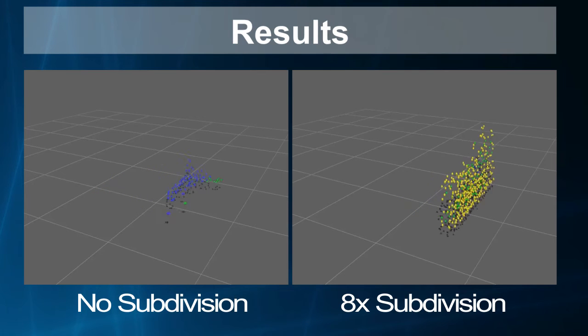Here's an example from the FLUIDS framework of a 100-particle simulation with no subdivision on the left and an 8-time subdivision on the right.